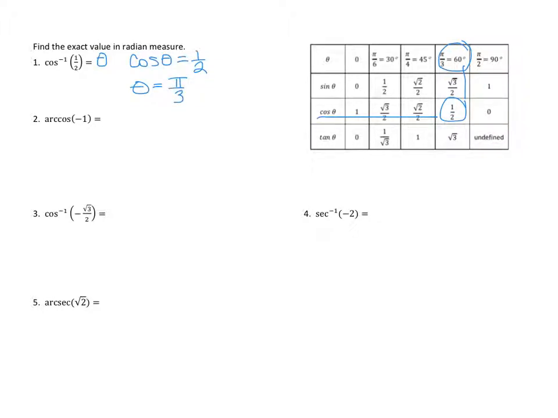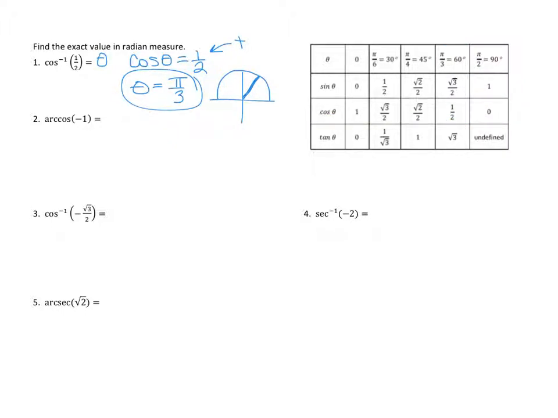Remember, we just need to look and see. My cosine in this case was positive, and we know that that happens in the first quadrant. Our angles are between the first and second quadrant, so pi over 3 would be right here. So my answer is pi over 3.